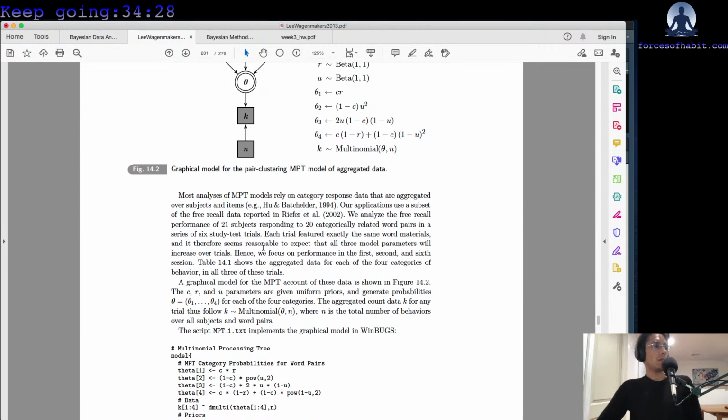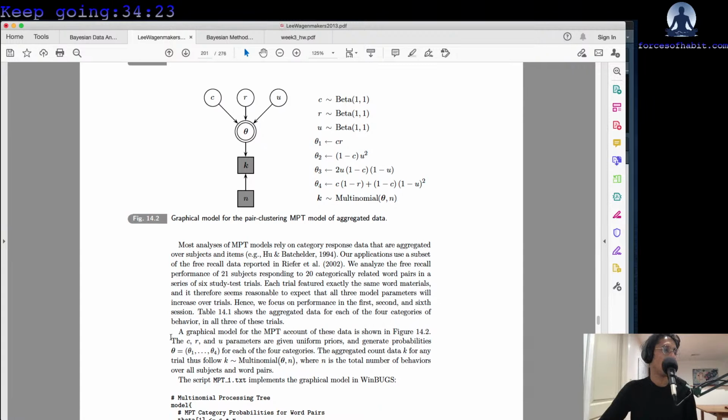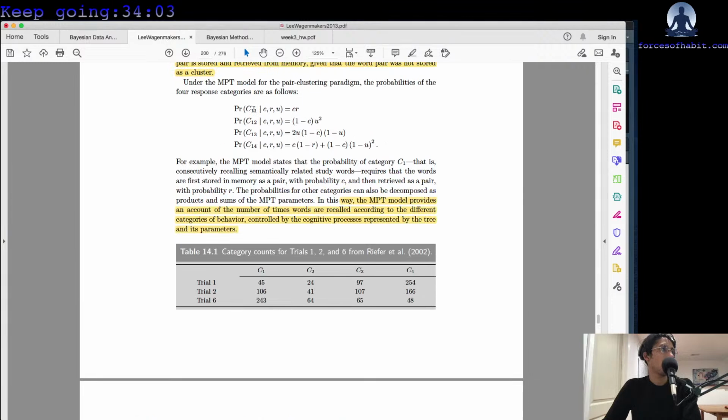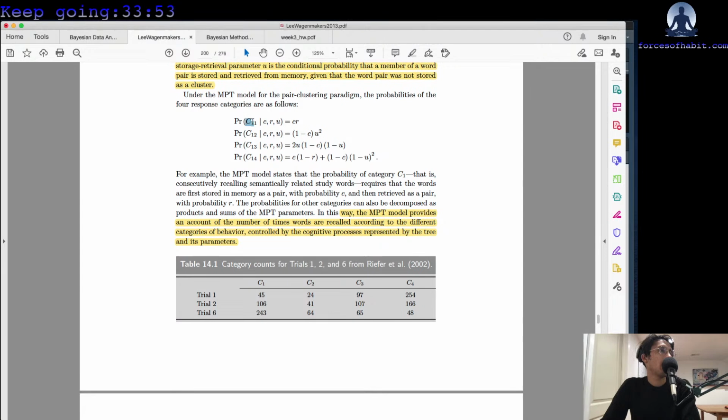So we have uniform priors, and then we're going to generate thetas for four. Why four? Okay, four, because this is how we estimate the probabilities, these four values. So the probabilities for four response categories. It's the probability of cluster one, cluster two.